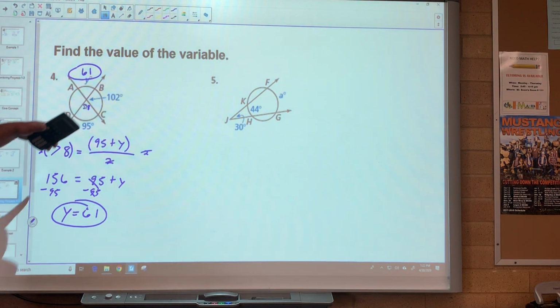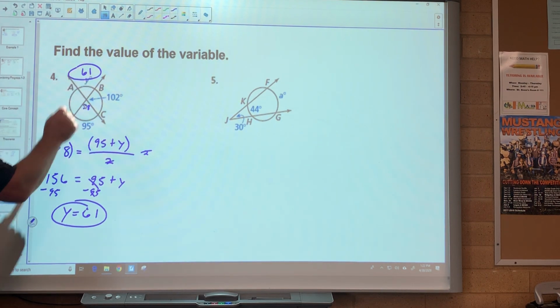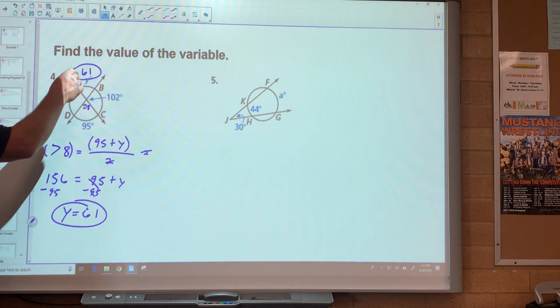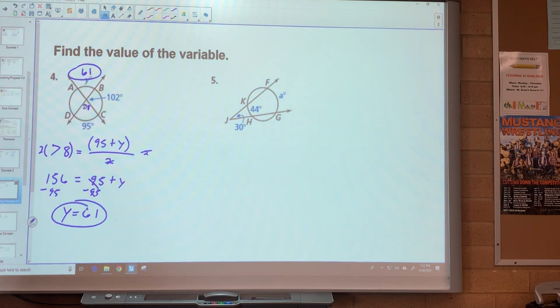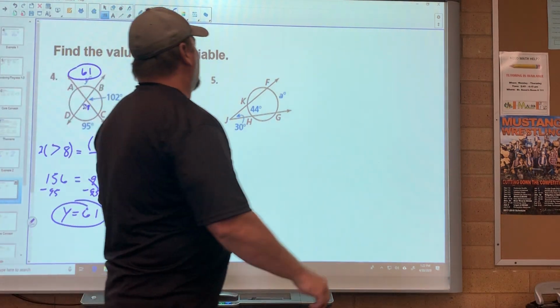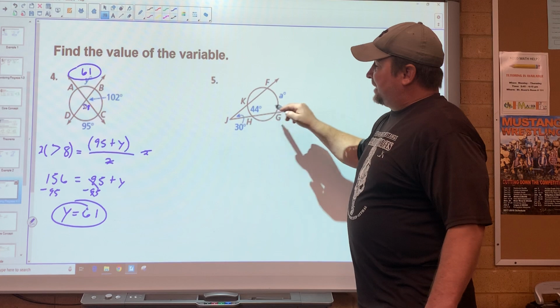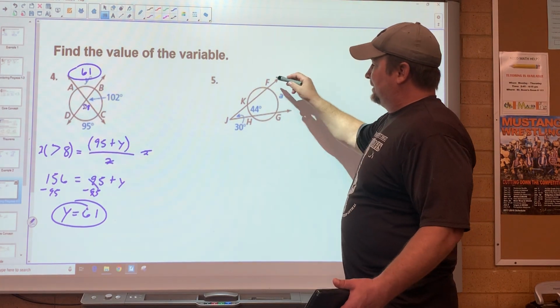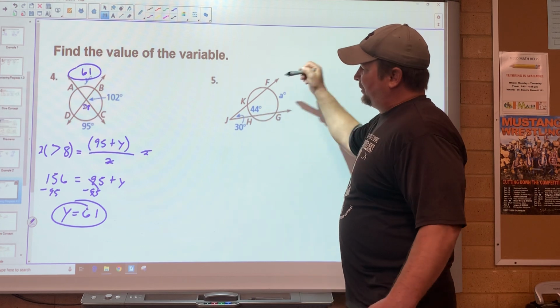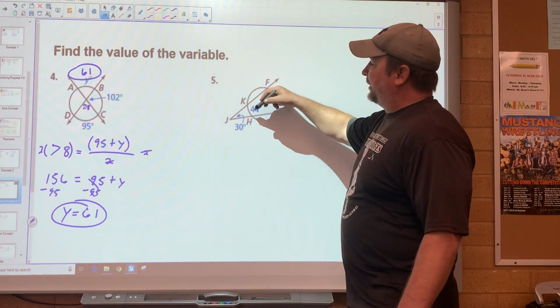Okay, so 102 helped us find the 78, and then we used the 78, the 95, and the y. Just remember, it's the arcs added together divided by 2 equals the angle. Okay? All right, here we have the two intersecting lines outside. So we've got two secants. That's a secant, that's a secant. They're connecting outside. So we've got the big arc and the little arc.